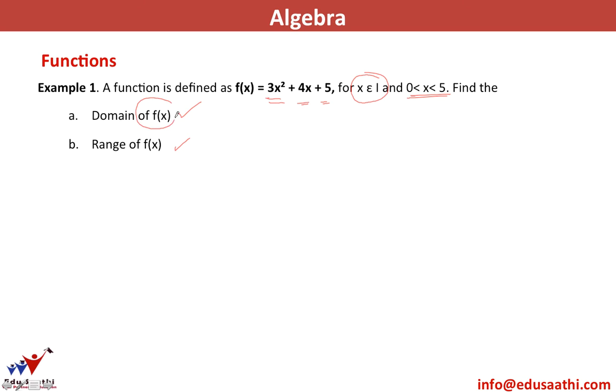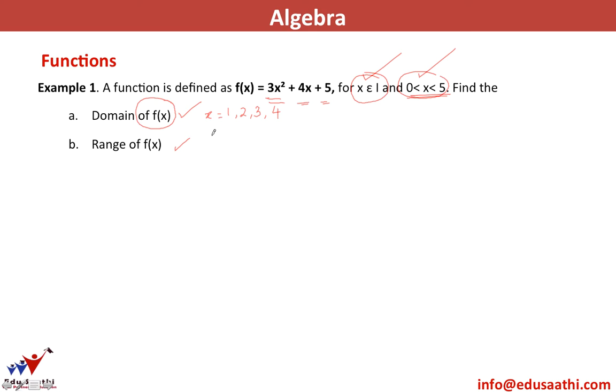Domain is all the possible values of input. Now input is given to me as per the restriction. So the value of input that I can take is 1, 2, 3 and 4. It has to be an integer and it has to be between 0 and 5. 0 and 5 are not included. So I will not include 0 and 5. I will start from 1. So it will be 1, 2, 3 and 4.